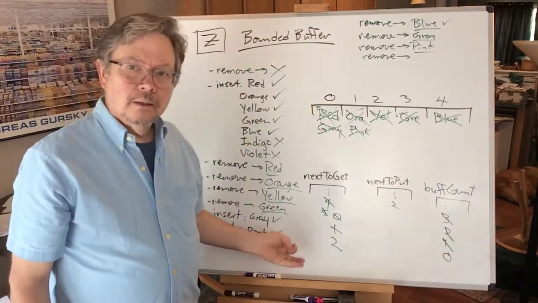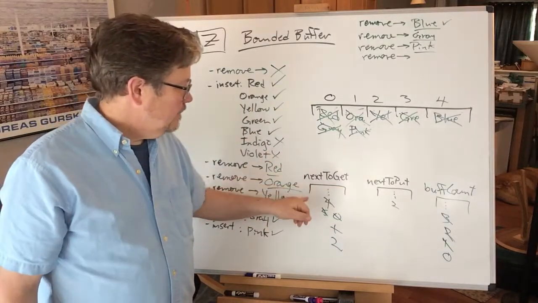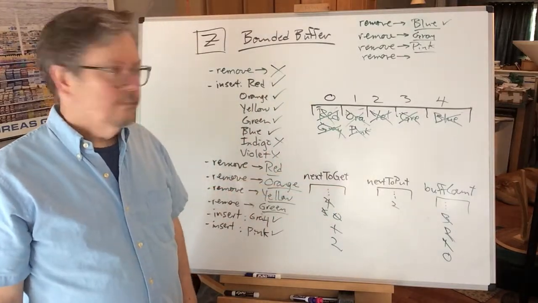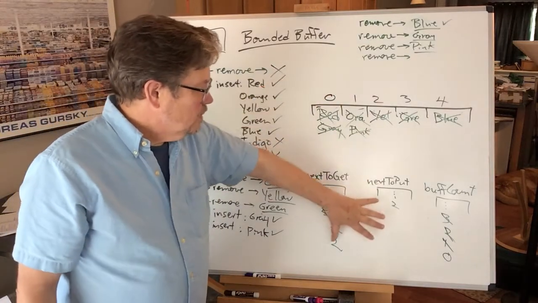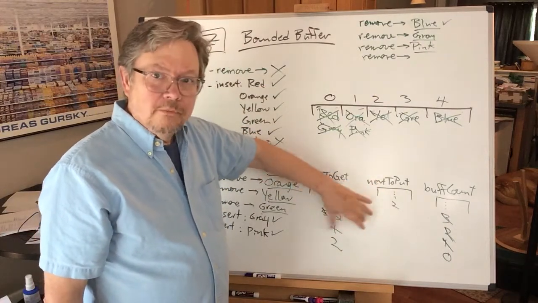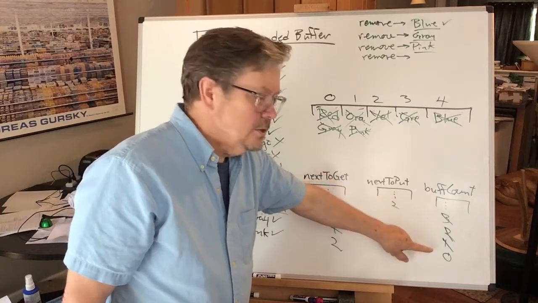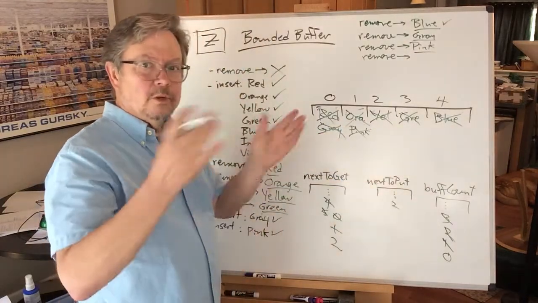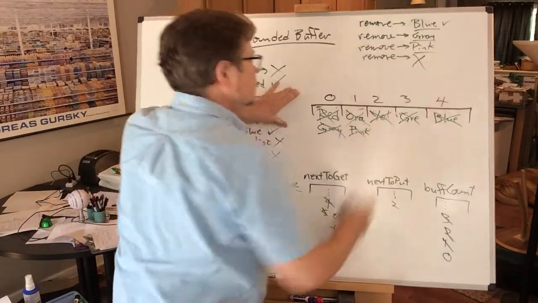And look, boundary conditions, completely full, completely empty. Sure enough, next to put and next to get are both 2. But when we try to do this remove, that's not what we check. Because this doesn't tell us whether the buffer is completely full or completely empty, but this does. The buff count is now down to 0, meaning everything that was in the buffer has been gotten. It's gone. So this is going to return false.